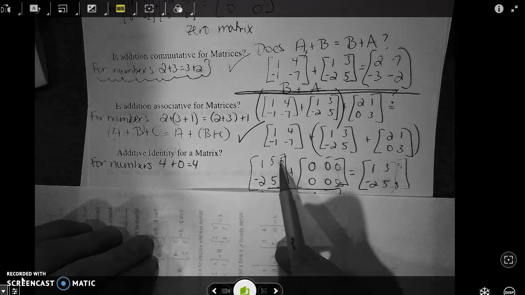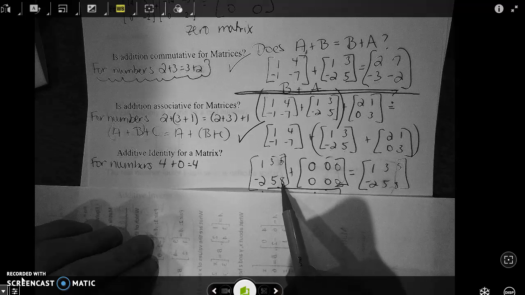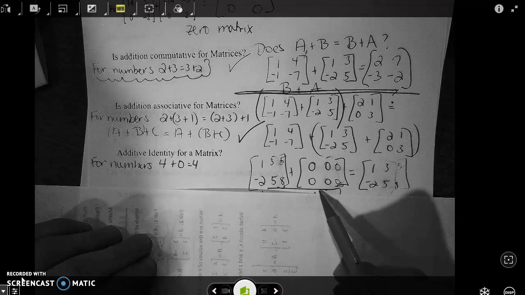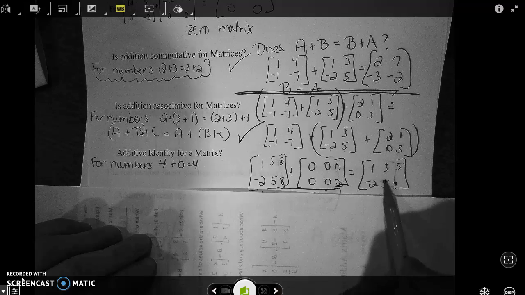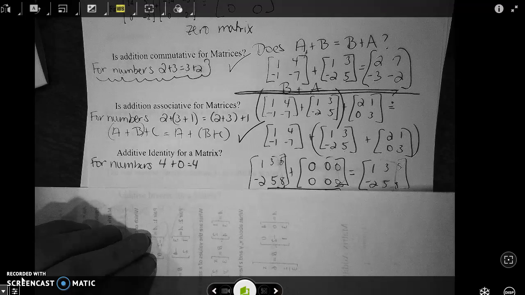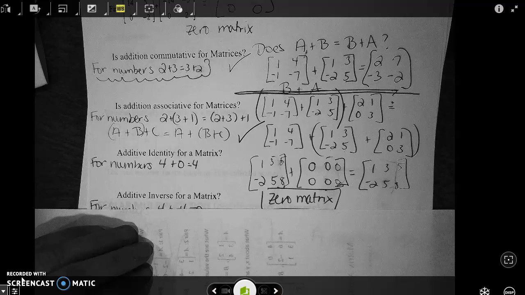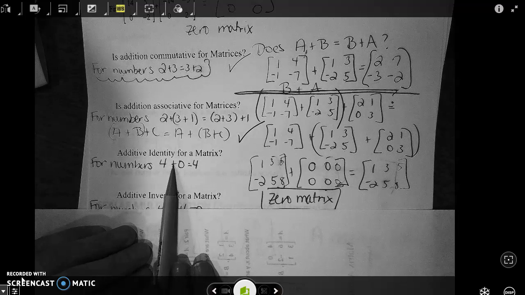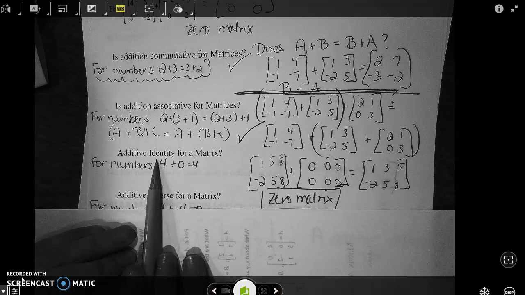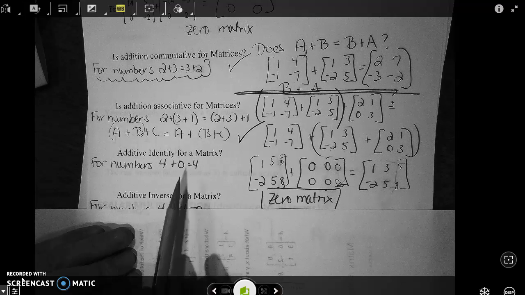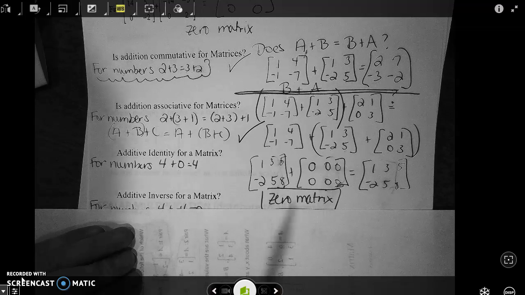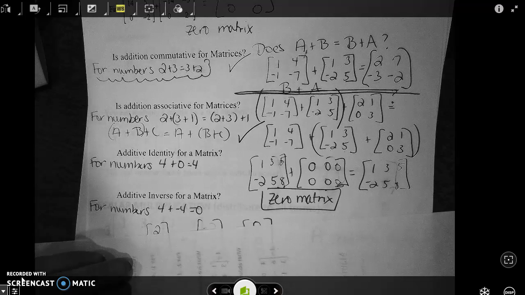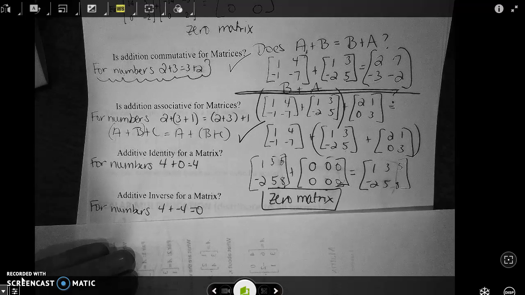So I've got 1, 3, 5, negative 2, 5, 8. That's a 2 by 3 matrix. I just need a 2 by 3 matrix that contains all zeros, and I will get itself. By the way, that's called a zero matrix. So every single matrix will have an additive identity. That additive identity will just be a matrix of the same dimensions where every element of it has a value of 0.